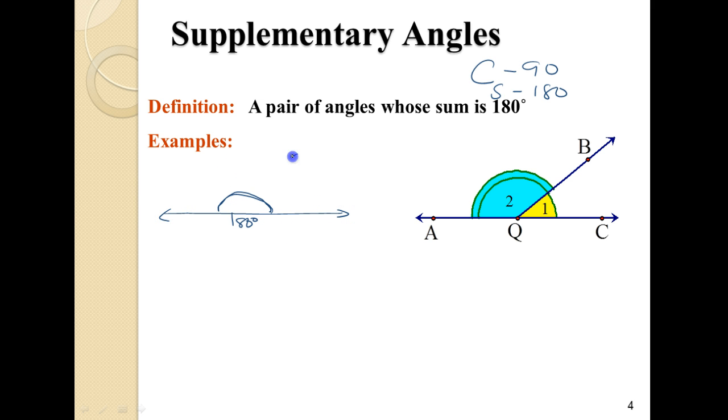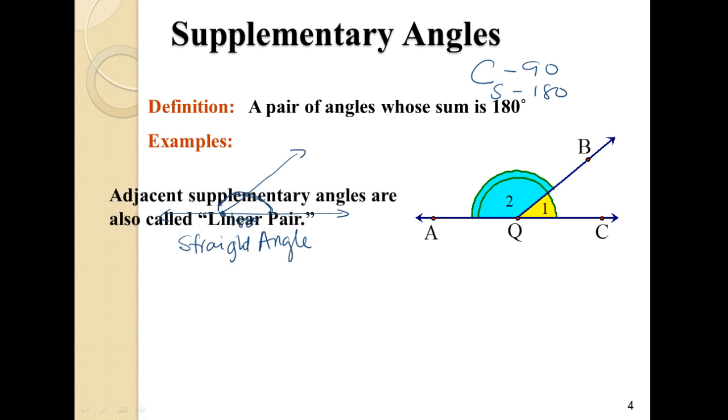Okay, and if we split this by another ray, and then we have two adjacent angles, and of course they will have to add up to 180 degrees. So this is what we are seeing here, two adjacent angles, and they have to add up to 180 degrees because they will form a straight angle. So that's another word. This is a straight angle. Alright, so they are also called linear because they will form a line, like you see with the angle.